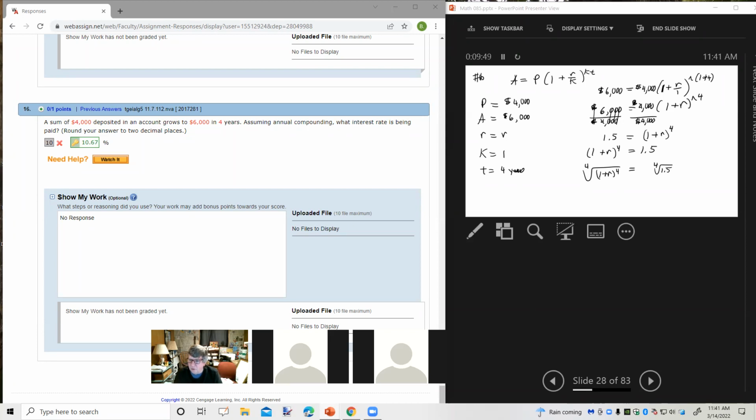But when you take an even root, you're going to get a plus or minus. Okay. So now I've got 1 plus R equals plus or minus the 4th root of 1.5. Okay. I'm going to subtract 1. R equals -1 plus or minus the 4th root of 1.5.